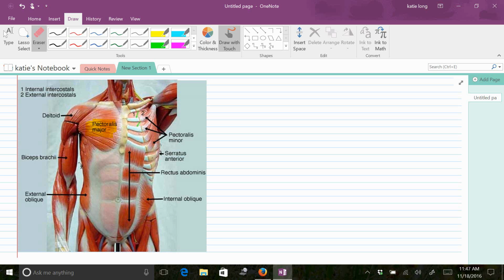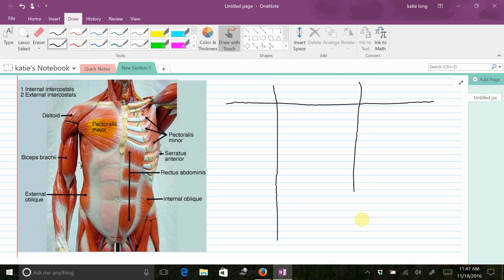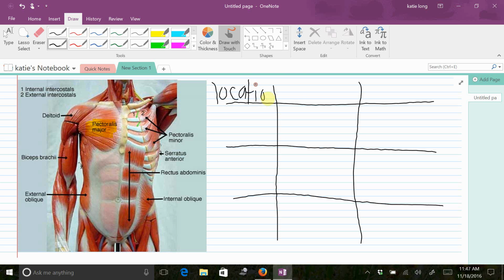I'm going to go ahead and make a table. I may or may not have already made this table with you. I think it's a great way to try to remember your external oblique, internal oblique, and transverse abdominis. So we'll put location, muscle, and directionality.